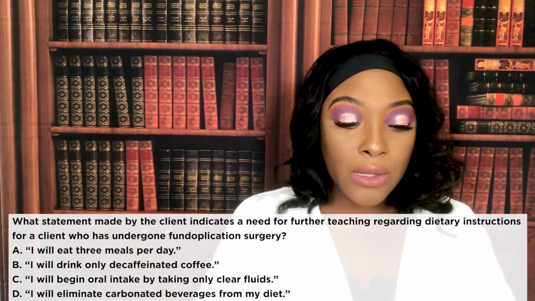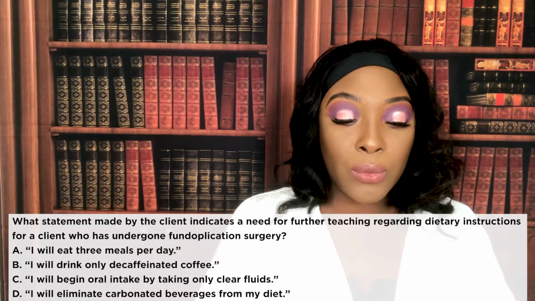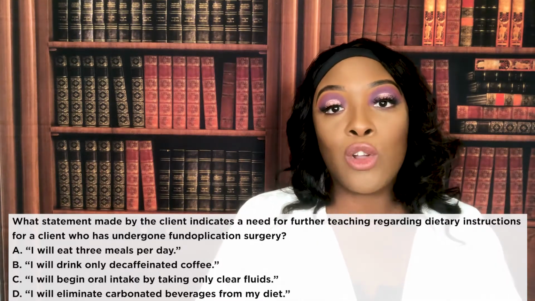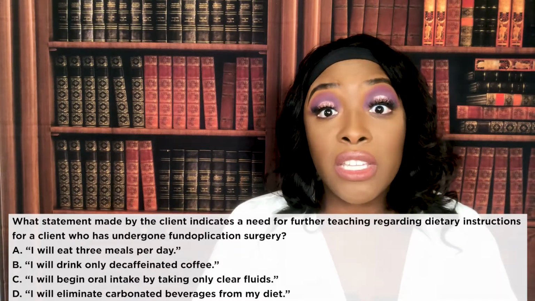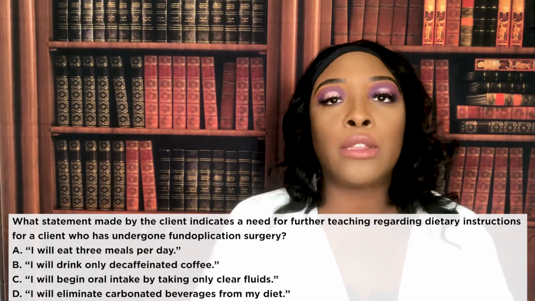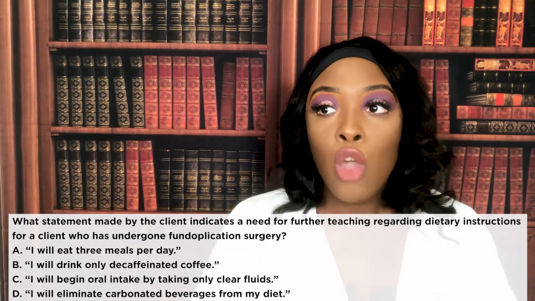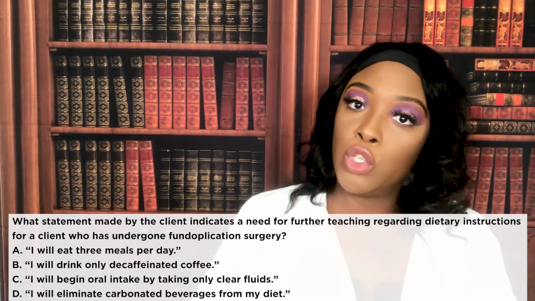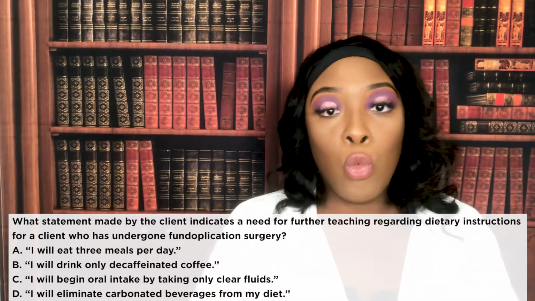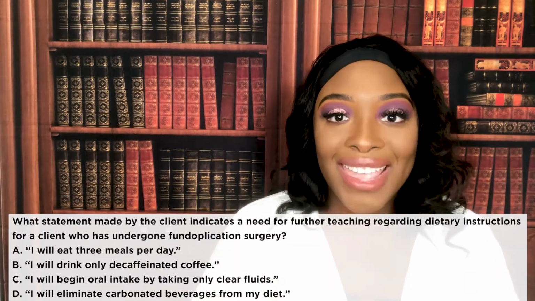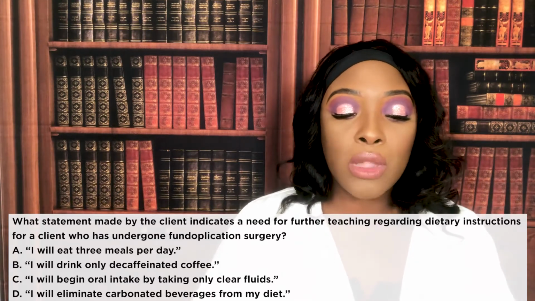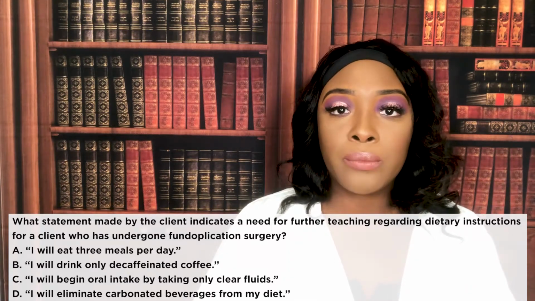And the correct answer is A, I will eat 3 meals per day. Why is this the correct answer? Because the question's asking us which one needs further teaching. Whenever you see a question asking you which one needs further teaching, which do you need to correct, which do you need to clarify, which one needs a follow-up, all of that is asking you which one's the wrong answer choice. And the wrong answer choice is A, I will eat 3 meals per day.